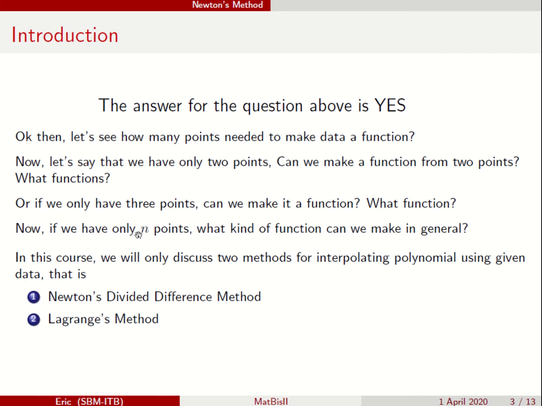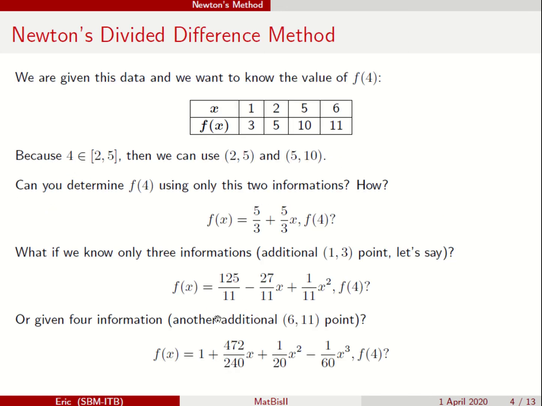So if we have only n points, what kind of function can we make in general? This is a polynomial of degree n minus 1. Okay, yeah. For 3 points, quadratic. For 4, cubic. For n points, an n minus 1 degree polynomial. In this course, we are going to discuss 2 methods for interpolating polynomials, that is Newton's divided difference method and the Lagrange method.